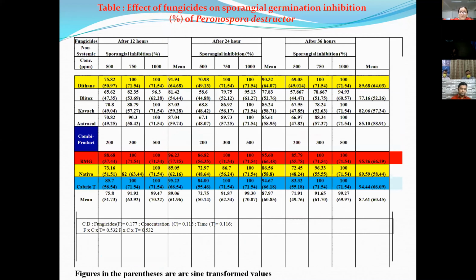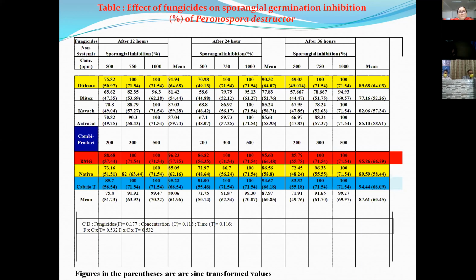Generally, we are using Dithane and some of the non-systemic fungicides, but we have also tried the combi products available with us, new molecules like Nativo, which is trifloxystrobin plus tebuconazole. Similarly, Cabriotop is the product which is pyraclostrobin plus metiram. And Ridomil MZ gold is giving a very effective result.